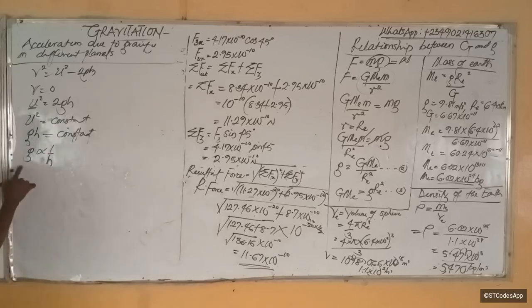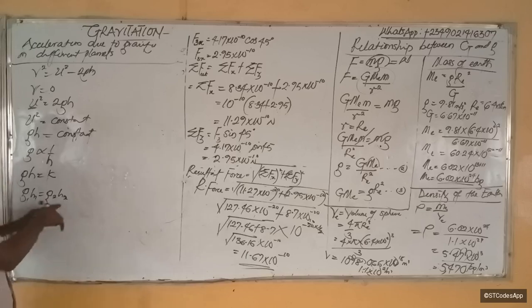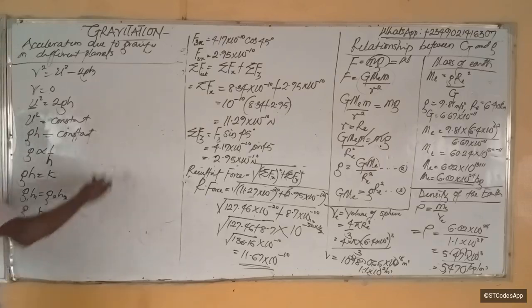So my point is now that this guy will be g1. If gh is constant, then g1h1 will be equal to g2h2. So this will be the gravitational acceleration of planet 1 and height in planet 1, and gravitational acceleration and height traveled in planet 2. Is that okay now? So you can also say that g1 over g2 is equal to h2 over h1. So you can also use this equation.